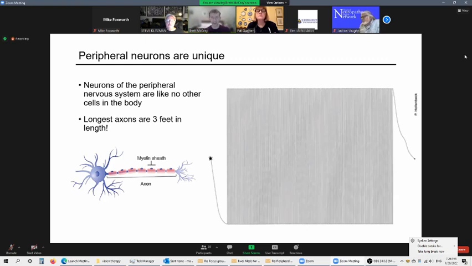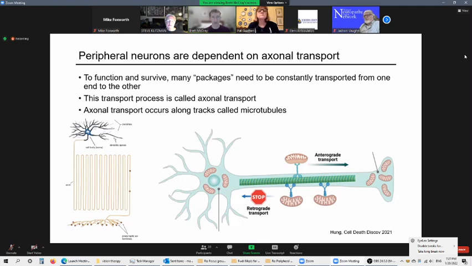And so you can imagine this is a very different kind of cell to take care of than a cell like this or another cell, like say in your skin. So this presents a lot of unique challenges. And one of the main challenges is that to be healthy, nerves have to move things back and forth from the end to the cell body and from the cell body out to the end of the axon. And this is called axonal transport. And this occurs along these tracks that are called microtubules. And so basically there are little motors that kind of walk along the microtubules and carry things in either direction. And this is really critical to nerve health.